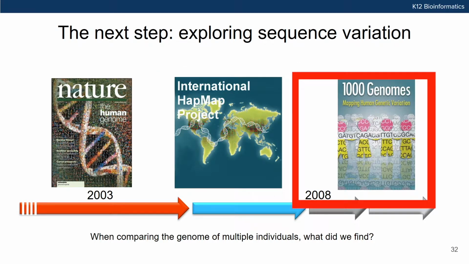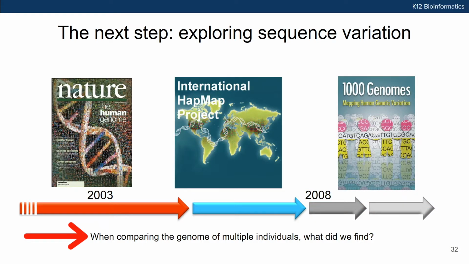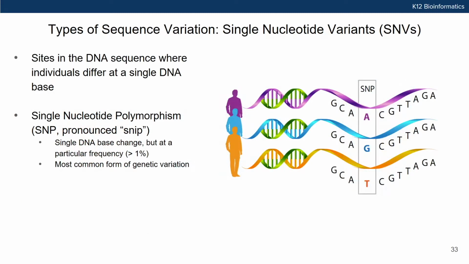And more recently, the 1000 Genomes project that started in 2008 to provide comprehensive human genetic variation resources by sequencing over 1,000 individuals. Now, you may be asking, when we did all of these comparisons among individuals, what did we find? The answer is we found a number of different types of sequence variation. One of the most common types of sequence variation that we identified was single nucleotide variants. Now, these are simply sites in the DNA sequence where individuals differ at a single DNA base.